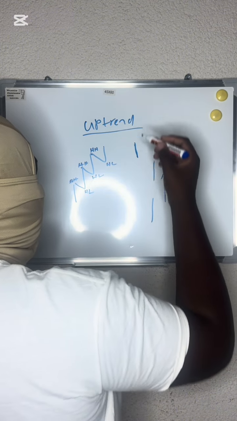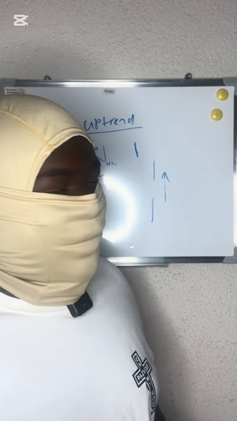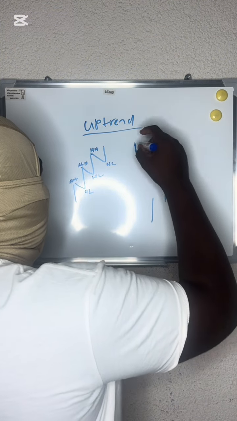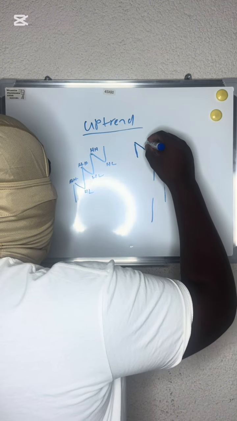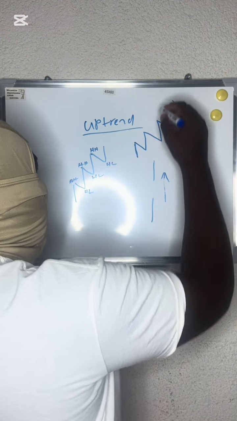For practice, go to MetaTrader or TradingView, and this is what you do. You just trace it out. So you say higher low, higher high, higher low, higher high, higher low, higher high, higher low, higher high.